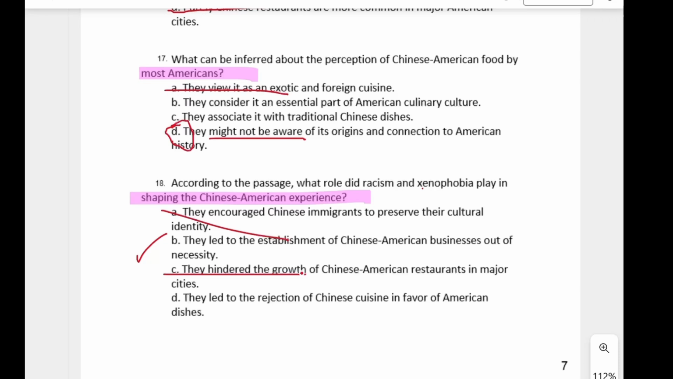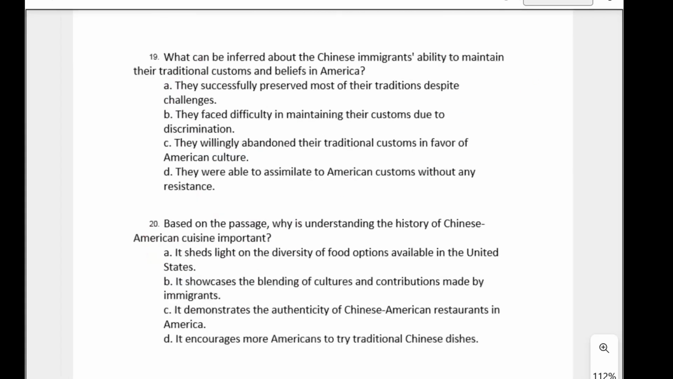We also know this is not true because Chinese dishes changed to accommodate American flavors and American dishes so that they could be accepted. So all of them are looking a bit funny to me apart from B, which is the correct answer.